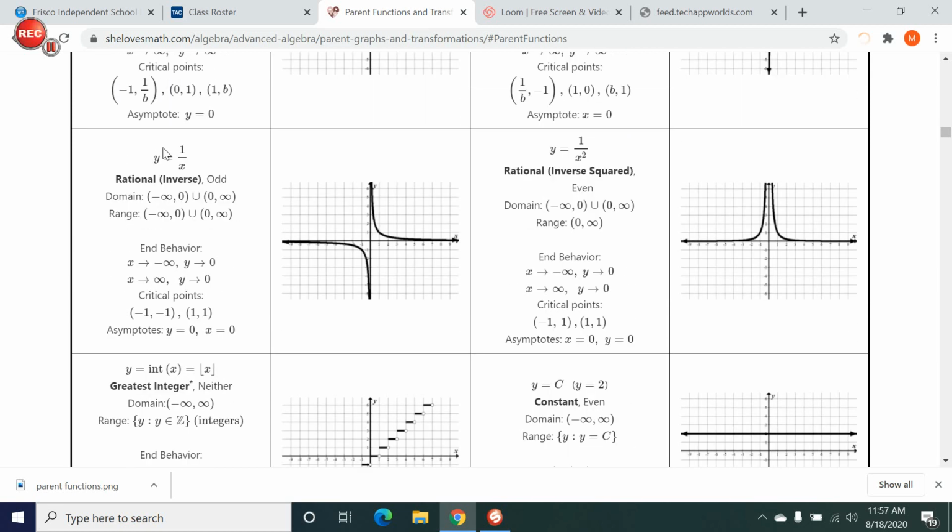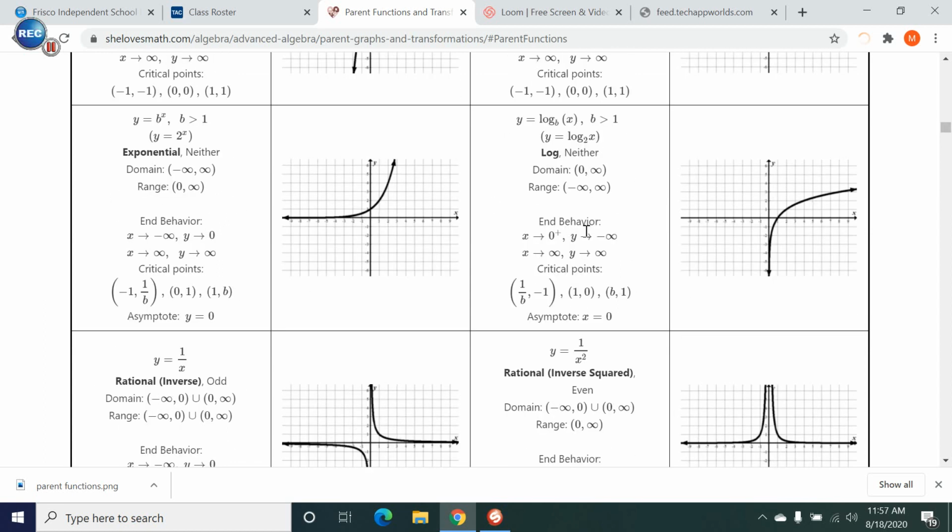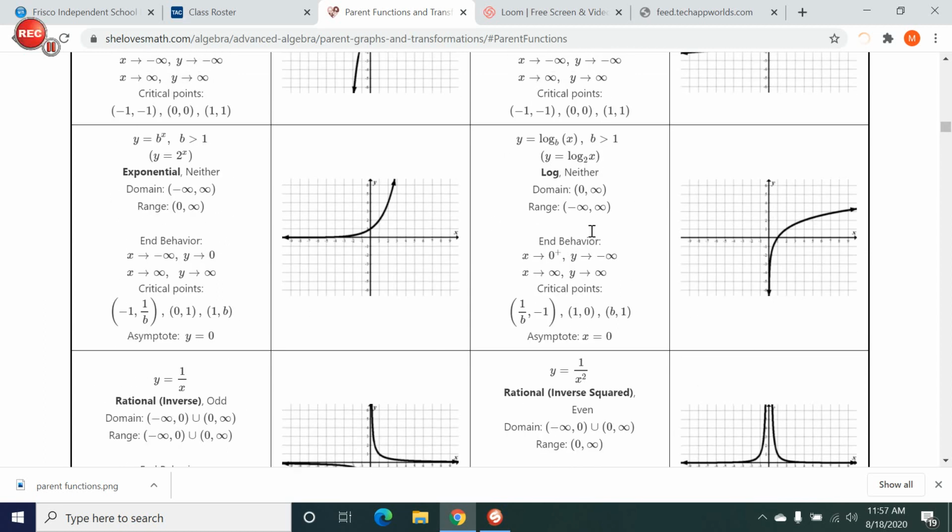Here's your rational function. It is considered to be odd. The domain and range will be negative infinity to 0 and 0 to infinity. The reason for that is that there is an asymptote at y equals 0 and at x equals 0. And I think I forgot to mention that both of these are neither, and we'll talk about that later on.